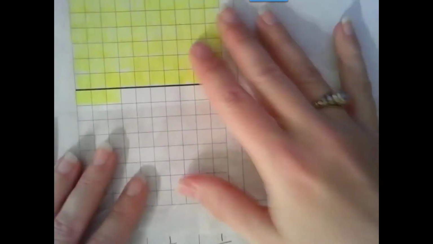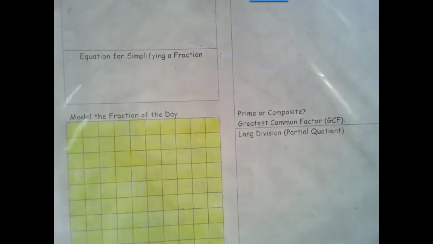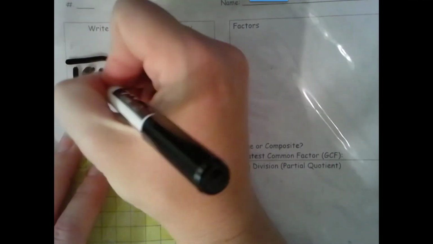Welcome to day 104 of our school year. 76 school days left. Okay, let's get down our beginning fraction. We have a total of 180 school days. We are on day 104.